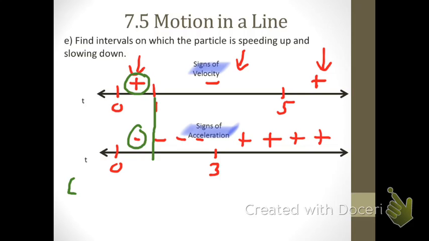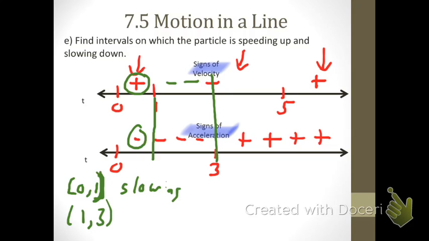So in the interval from 0 to 1, the particle was slowing down because the velocity and acceleration had opposite signs. Then if you look at the interval between 1 second and 3 seconds, both the acceleration and the velocity were negative. Now, I included 1 in the previous interval, I shouldn't have. We're going to go from 1 to 3 here. That means it was speeding up.